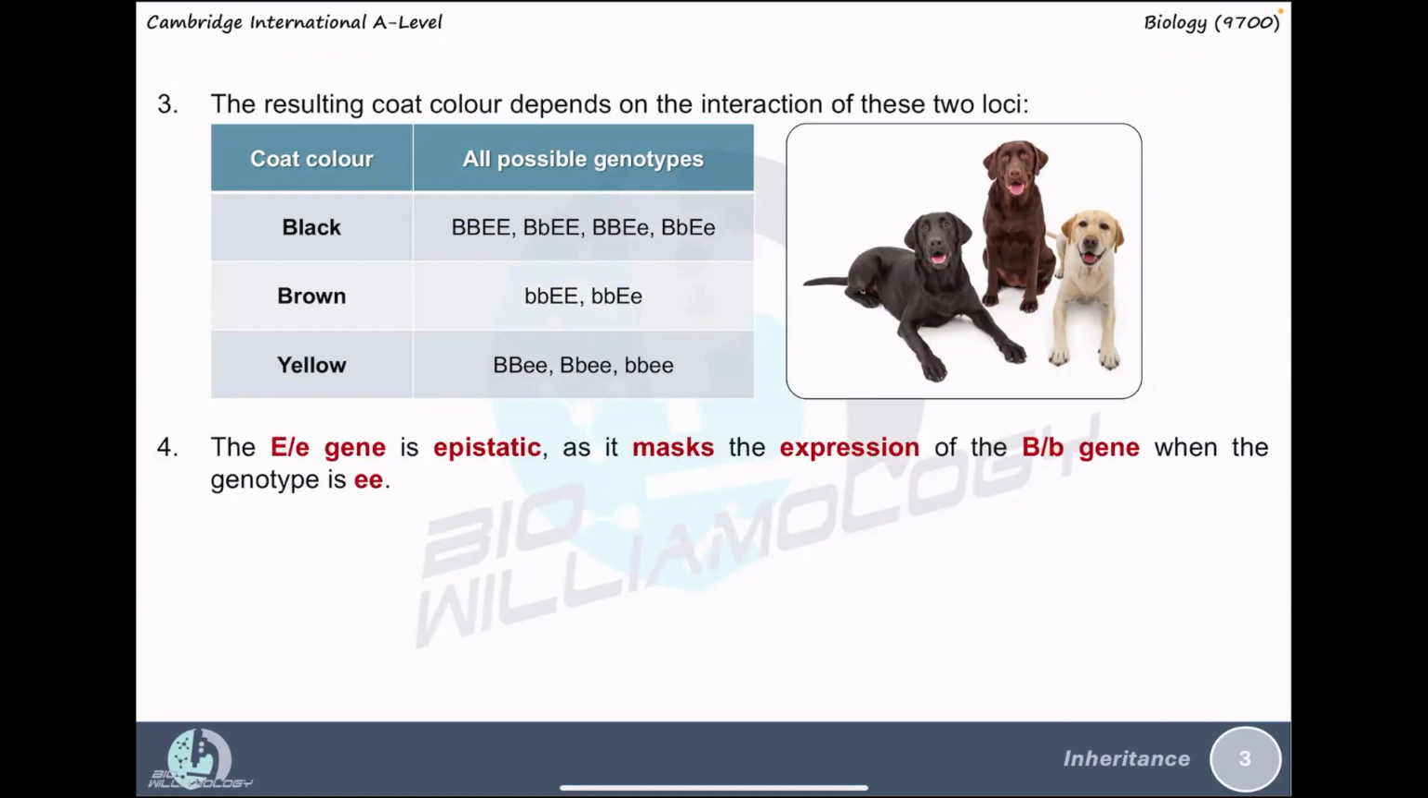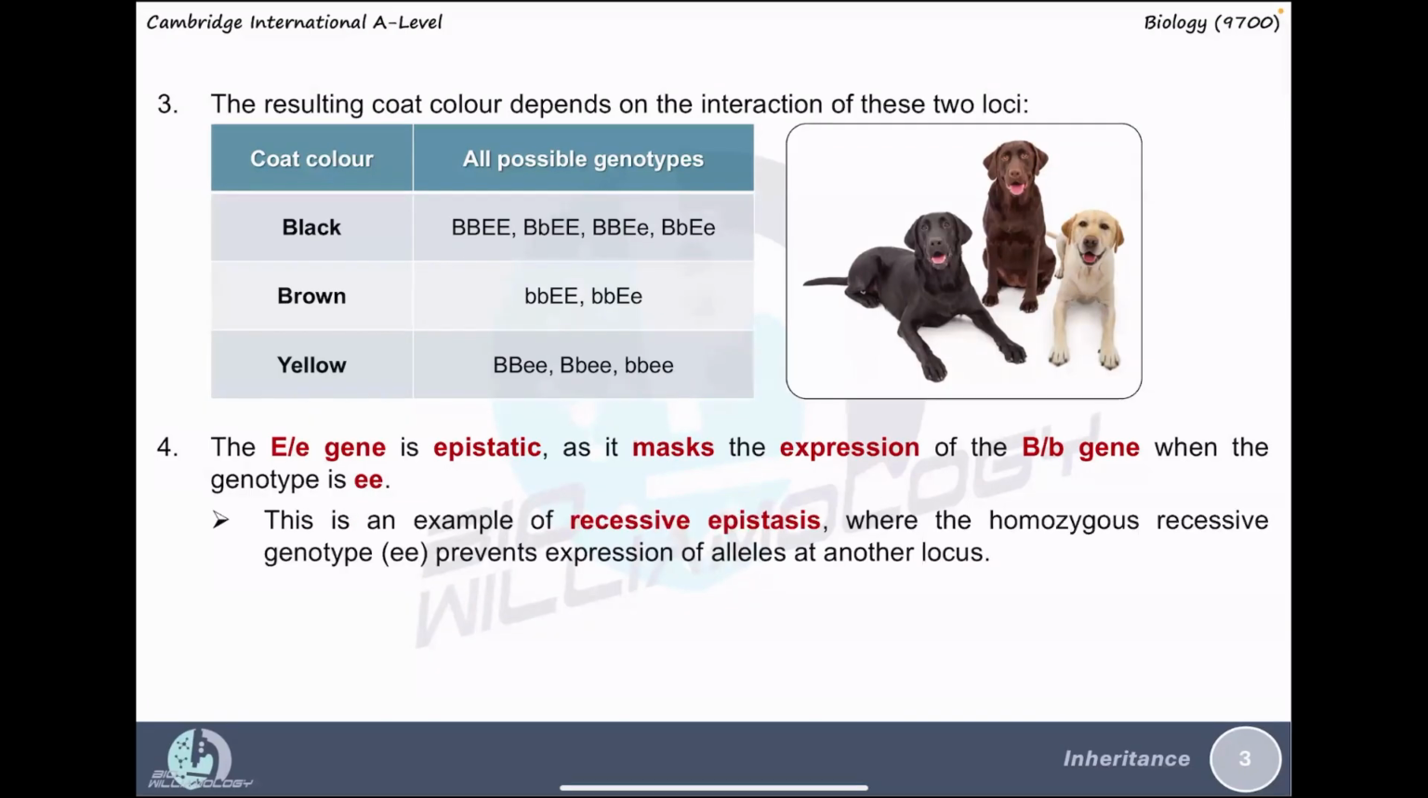So the E gene is epistatic in this case because it masks the expression of the B gene, where the genotype is homozygous recessive for E. So this is an example of recessive epistasis, where the homozygous recessive genotype, two copies of the recessive allele e, prevents the expression of alleles at another locus. Okay? So basically the effect of gene B is masked in this case.